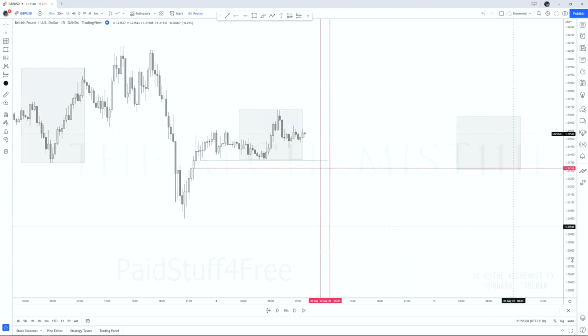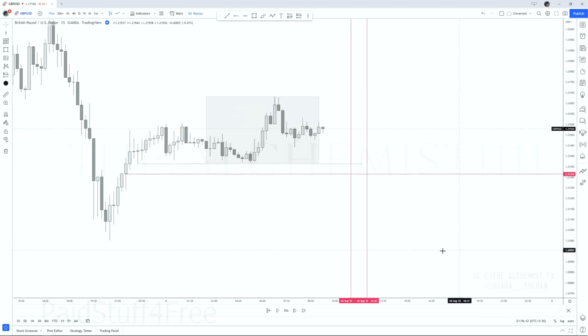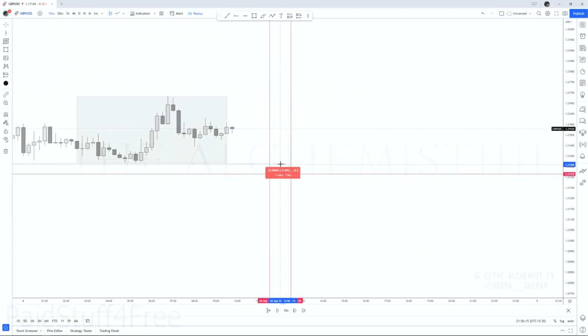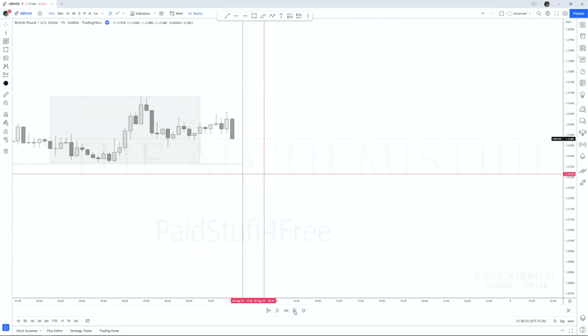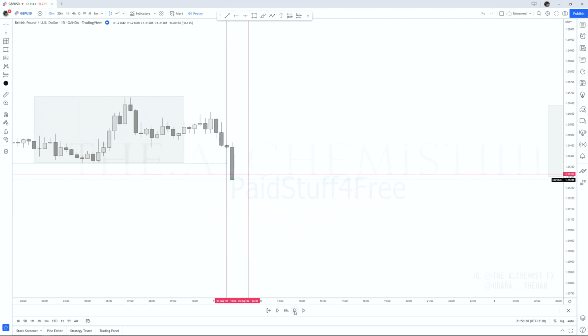Using timing as a confluence is one of the best things you can do. So look at this. This is the time window when we expect the trade to happen. 11:30 to 12:30, so a 1 hour time window. This is when the manipulation should happen. So what happens? There it goes. Now it's 11:30. Timing is good.